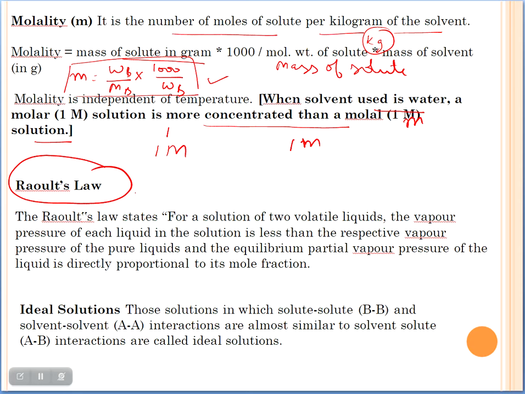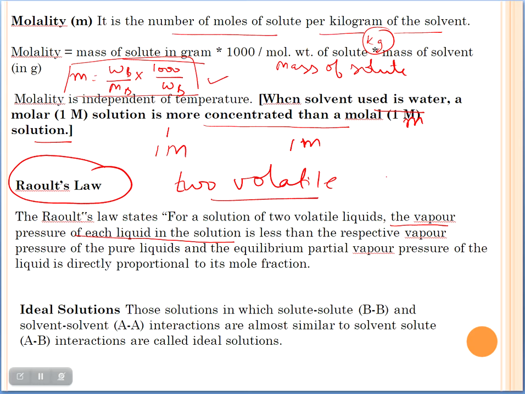Raoult's law is important, as we will discuss in this video. We have to take two volatile liquids. Volatile means which vaporize easily. So the vapor pressure of each liquid in solution is less than the respective vapor pressure of pure liquids. In simple language we can say the vapor pressure of the solution will be directly proportional to the mole fraction. It is Raoult's law.